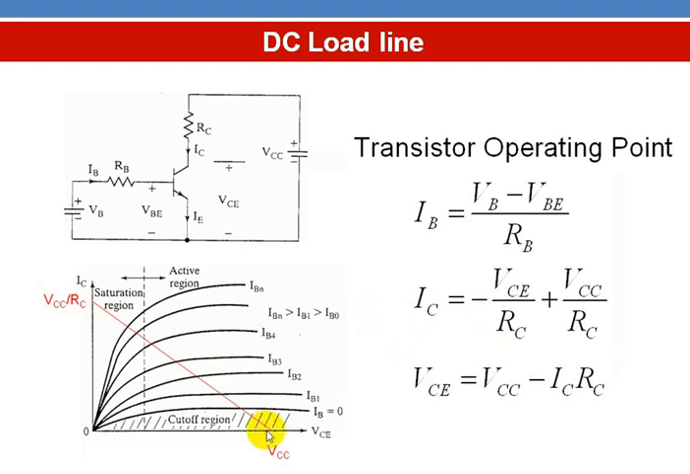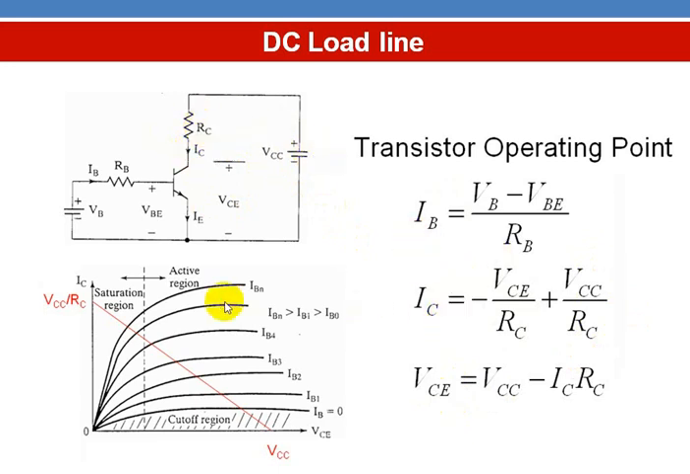To fix these operating points, this point corresponds to collector to emitter voltage equal to 0, and this point corresponds to collector current equal to 0. Here the base current equation is VBB minus VBE divided by RB. And IC we can write as VCC minus VCE divided by RC, which is written as minus VCE by RC plus VCC by RC. So VCE can be written as VCC minus IC into RC.